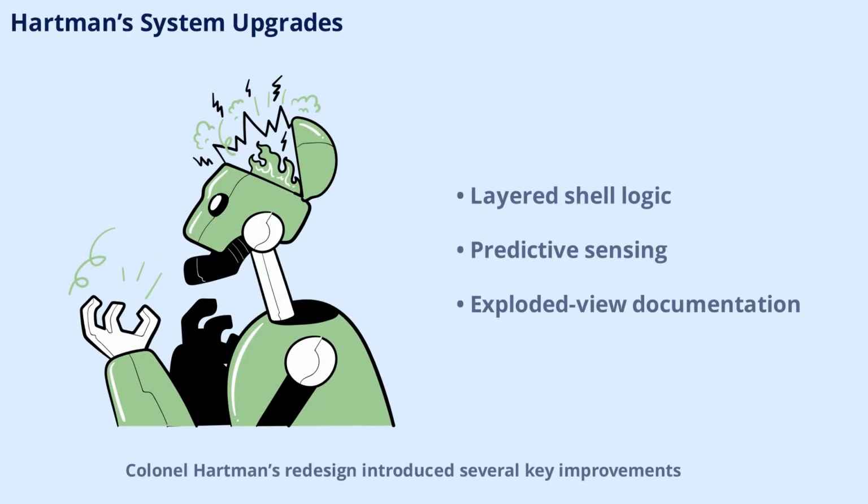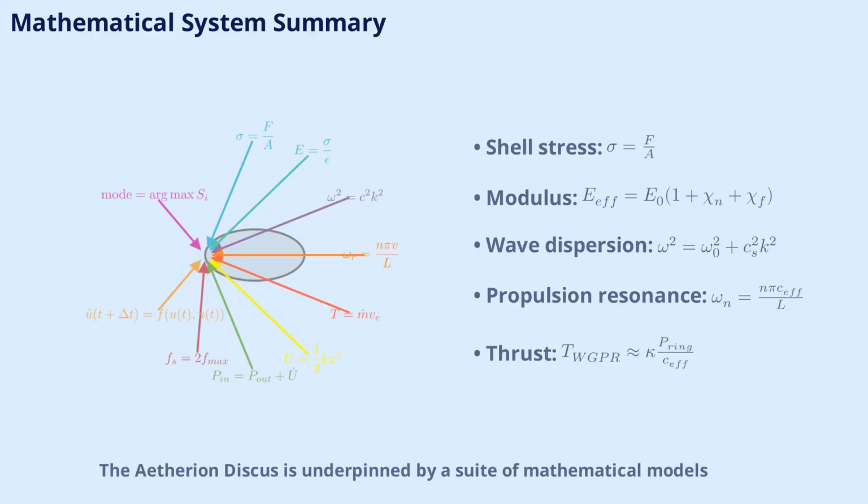Colonel Hartman's redesign introduced several key improvements: a transparent layered shell, clearer subsystem naming, higher density steering, toroidal energy routing, predictive sensing, mode-based environment control, exploded view documentation, and technical math overlays. These upgrades make the Aetherion Discus not only more advanced, but also easier to understand and operate as a complete system. The Aetherion Discus is underpinned by a suite of mathematical models.